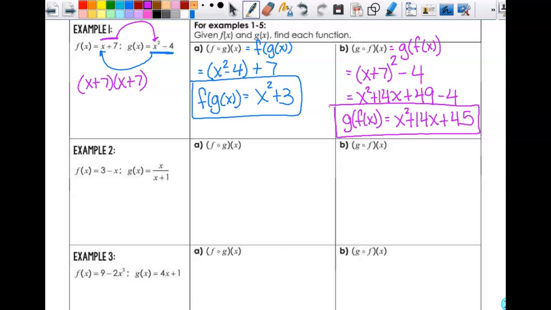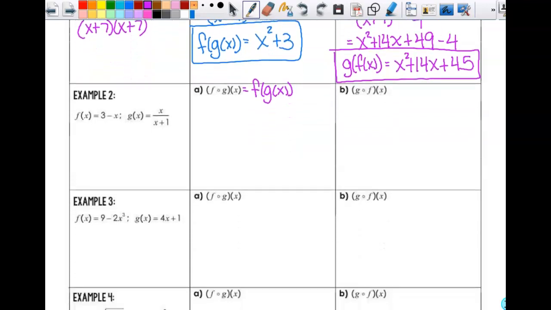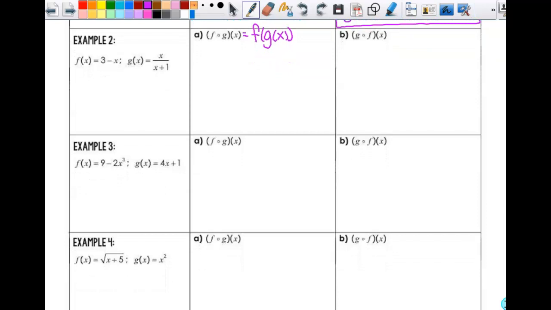Let's look at number 2. The first thing I want to do on number 2 is f of g of x. So this equals f of g of x. So I'm going to take g of x, substitute it into f of x. So this equals 3 minus x over x plus 1.